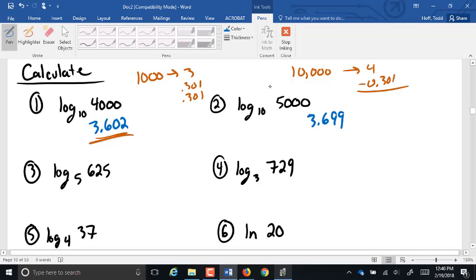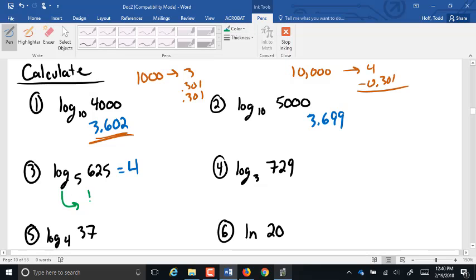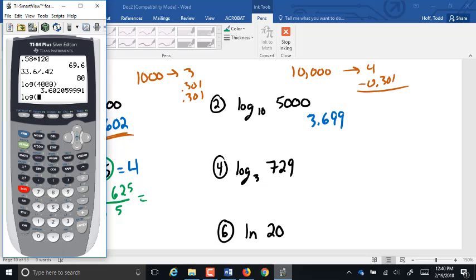Log base 5 of 625 is 4. 5 to the power of 4 is 625. Now, if you didn't see that, how would we do the change of base calculation? Well, it's log or ln, either one. It's the object of the log, which is the 625, over the base of the log, the 5. So I could do log of 625, close the parentheses, divided by log of 5, gives me 4. Or I could use ln of 625 divided by ln of 5. Also gives me 4. Doesn't matter which.